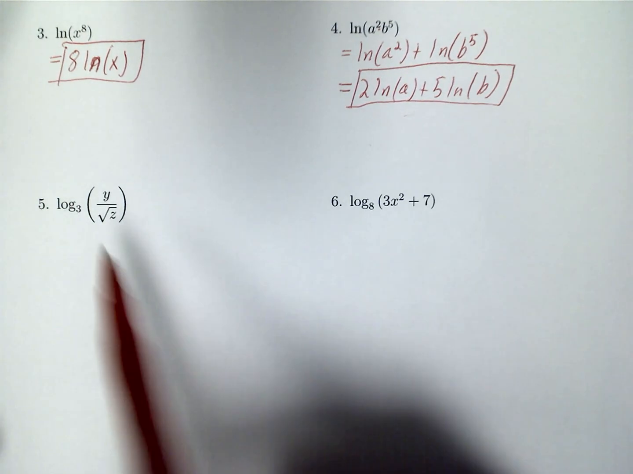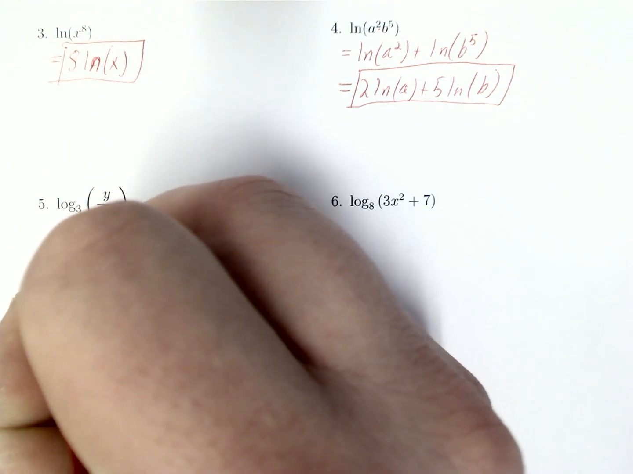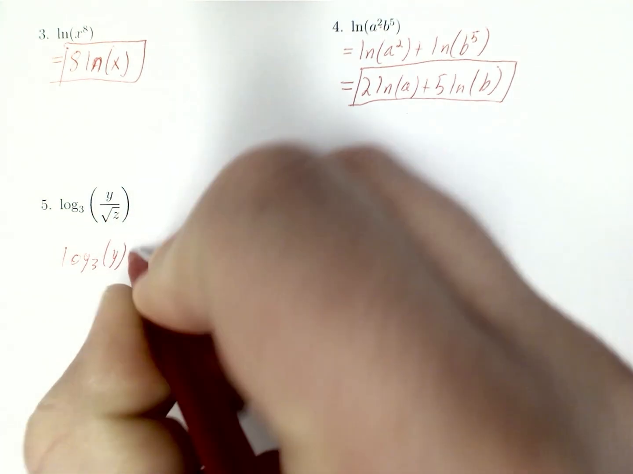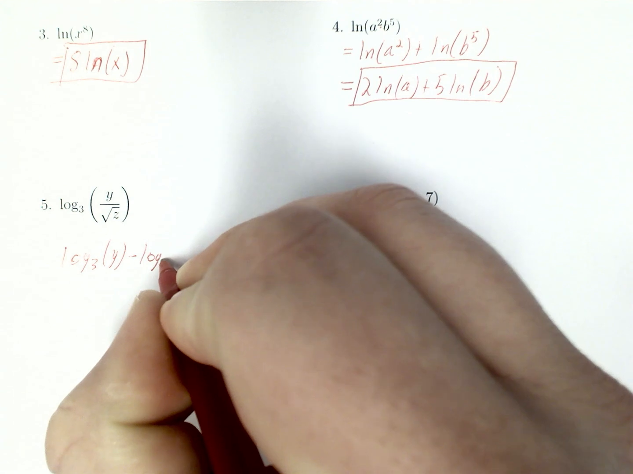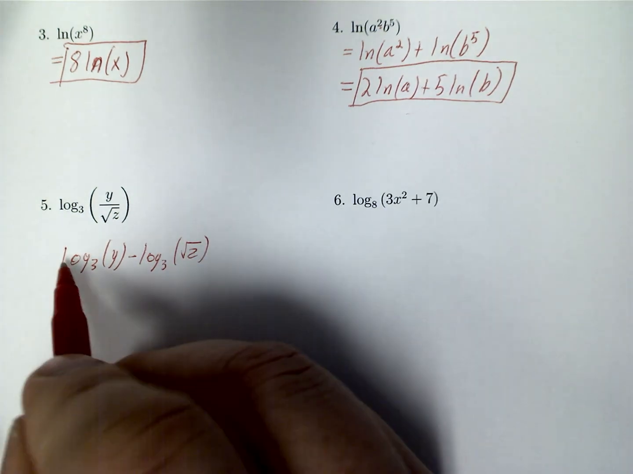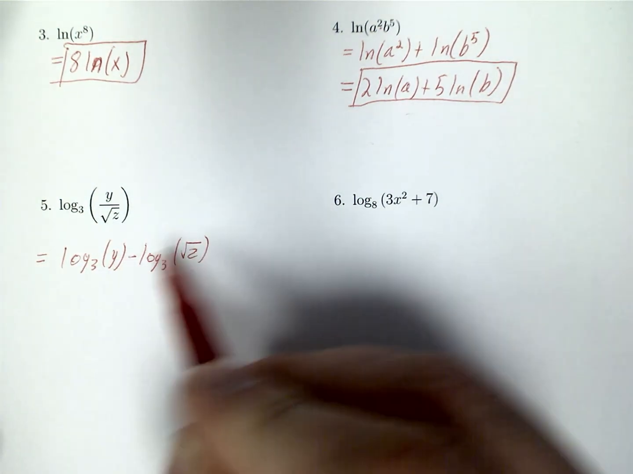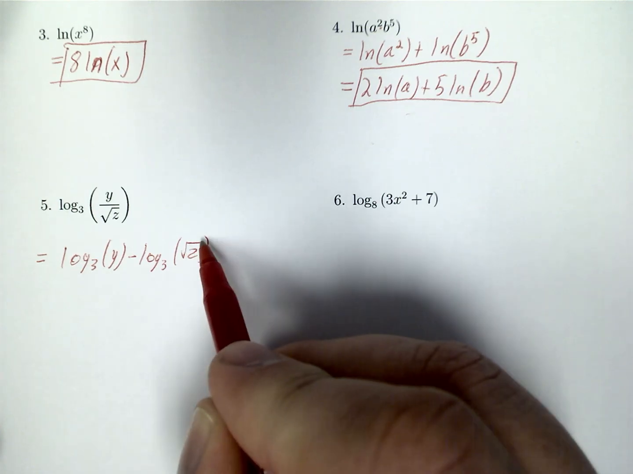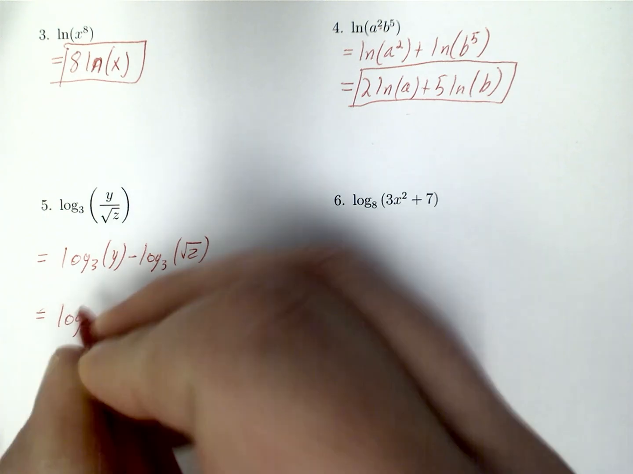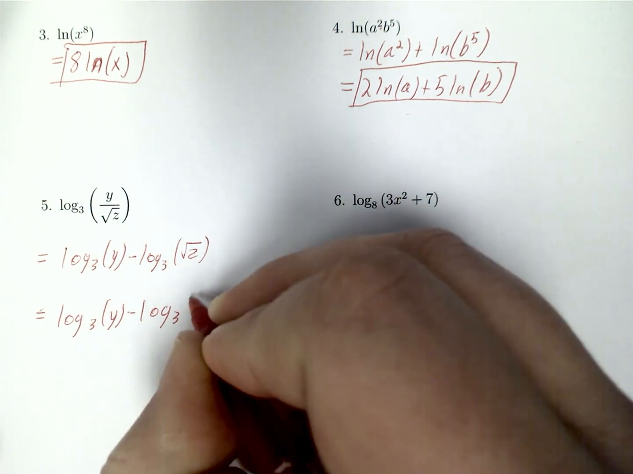The next one, log base 3 of y over the square root of z. Well, this is division. So we have log base 3 of y minus log base 3 of the square root of z. Now, normally you would think, hey, this is done. But the inside of here is just y, and we have the square root, and we're like, hey, there's no exponent. But remember that square roots can be rewritten as exponents.